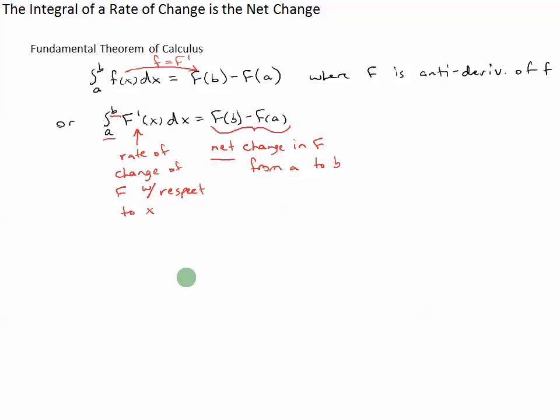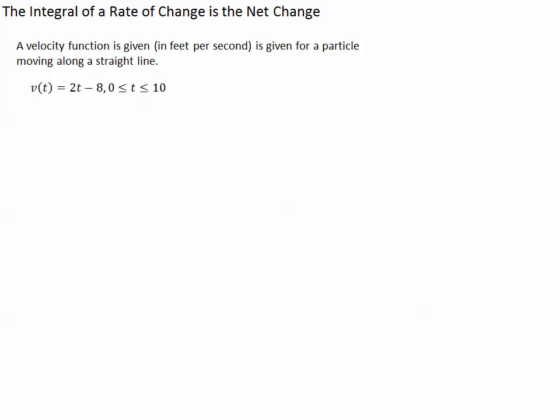Let's look at a more concrete example. So here I've given a velocity function, 2t minus 8, and this velocity is in feet per second, and this is a velocity function for a particle moving along a straight line. So this particle, if you've got this straight line, can move forwards or backwards, and those are the only two directions it can move. Okay, so that's the idea.